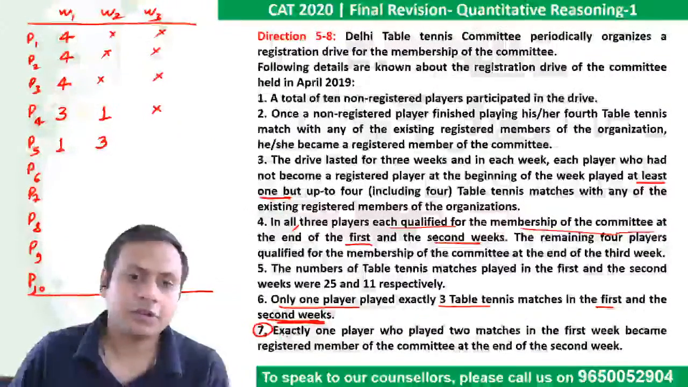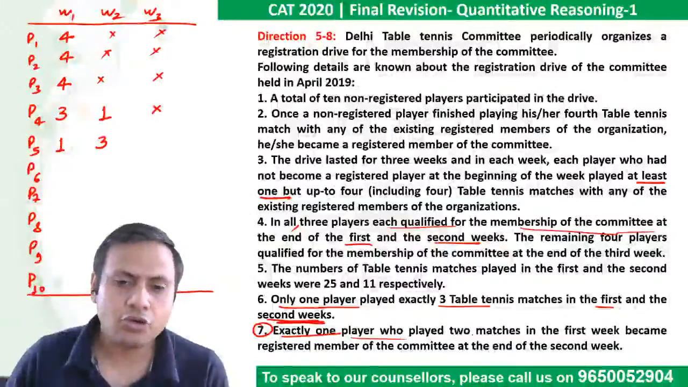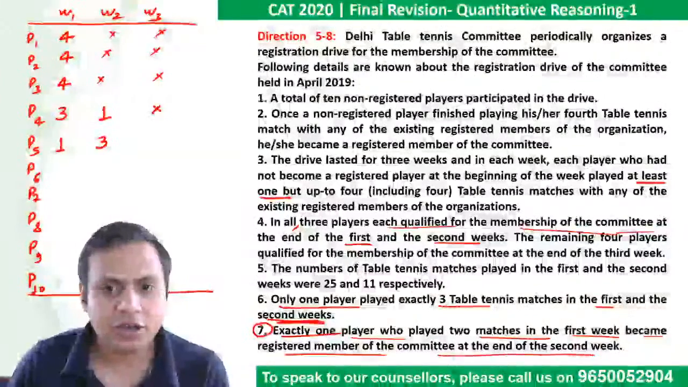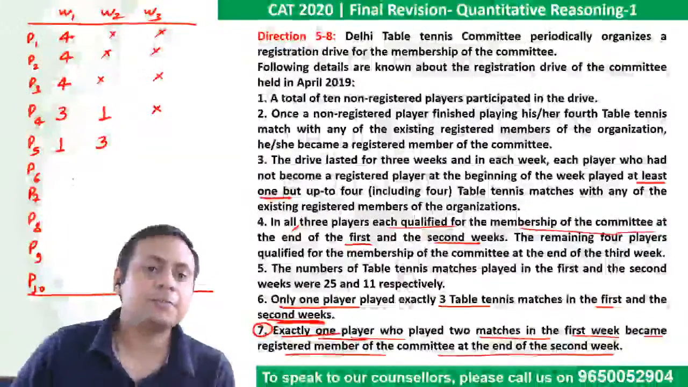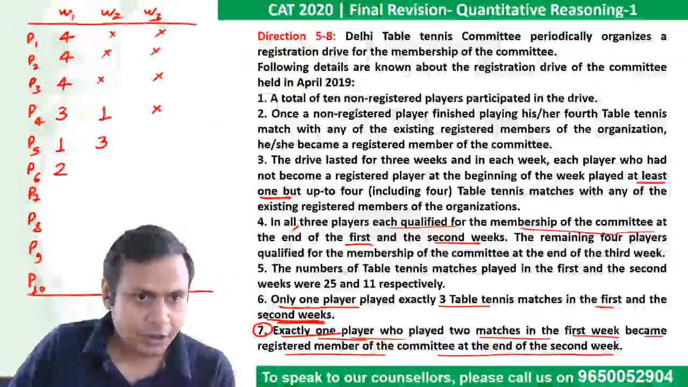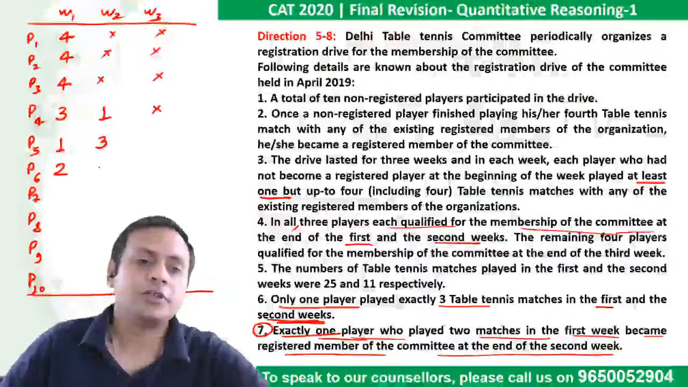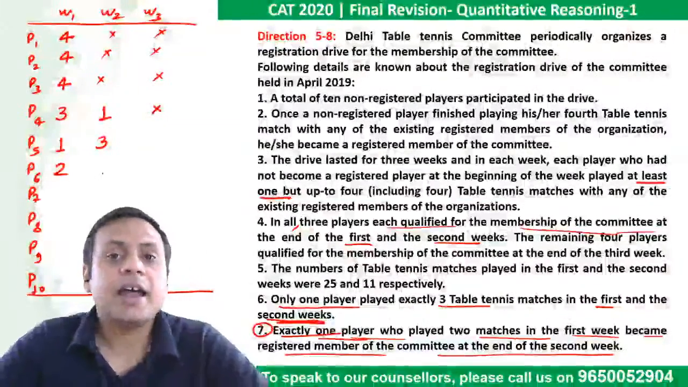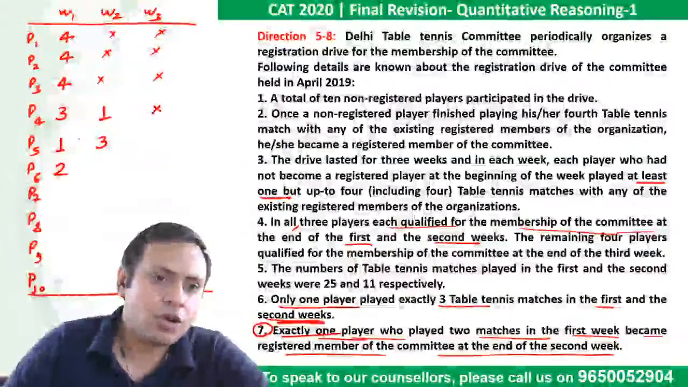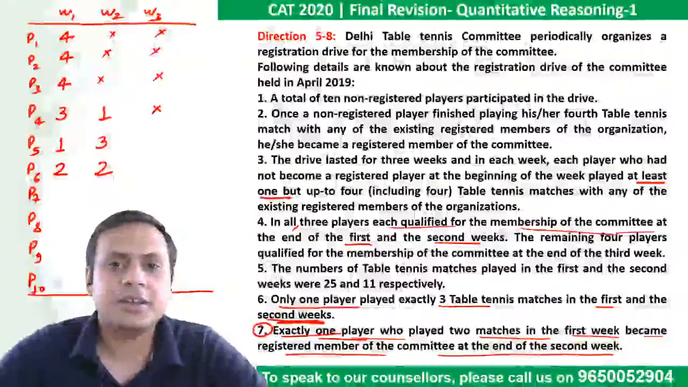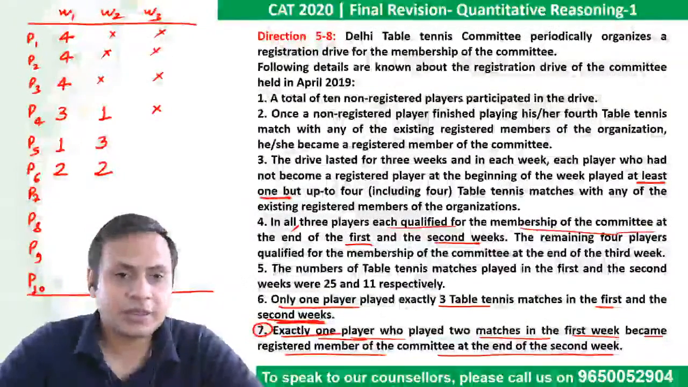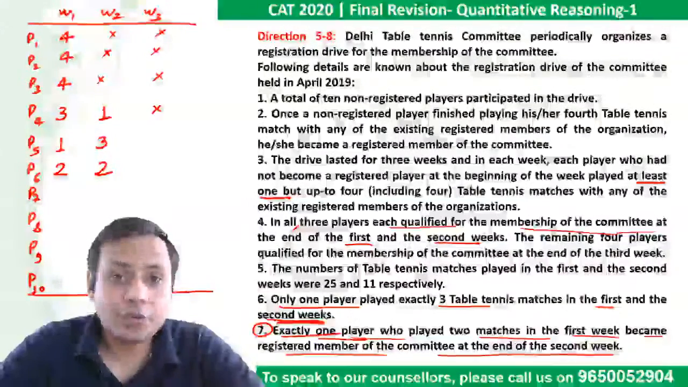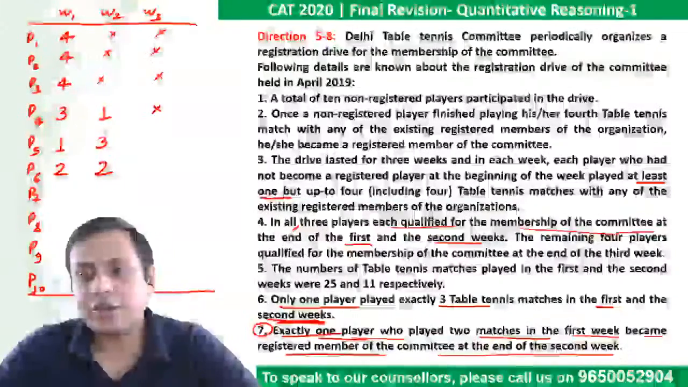By the way, point number 7. Focus on this thing. Exactly one player who played 2 matches in the first week became a registered member of the committee at the end of the second week. Suppose that player is P6. So this player played 2 matches in the second week, and became a member at the end of the second week. So this player must have played 2 more matches. We require 4 matches for every player. I hope this point is clear.